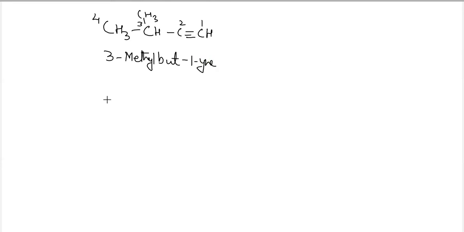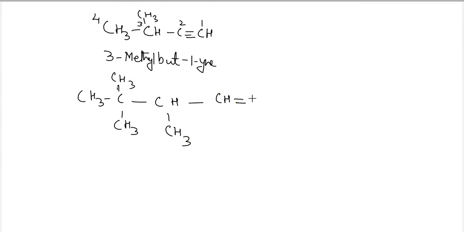Okay, next CH3, C, CH3, CH3, CH, CH3, CH, double bond CH, CH3. Okay, so here the longest chain can be 1 2 3 4 5, 1 2 3 4 5 6. Okay, so this is the longest chain, 1 2 3 4 5 and 6.